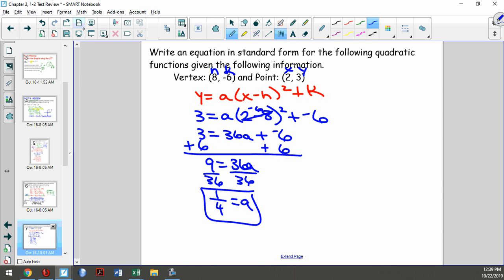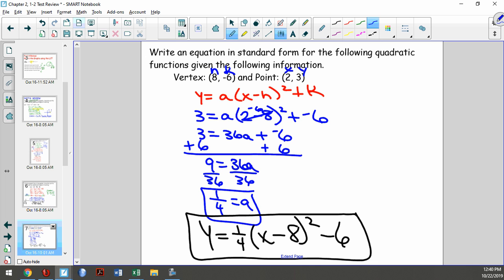So am I done? What do I want? Gotta put that back in. So Y stays, A is 1/4, X stays, H is going to be 8 squared, and K is -6. There's an example of the equation in standard form going through the vertex 8, -6, and through the point 2, 3. Do we understand that? You ready to do that on the test tomorrow?